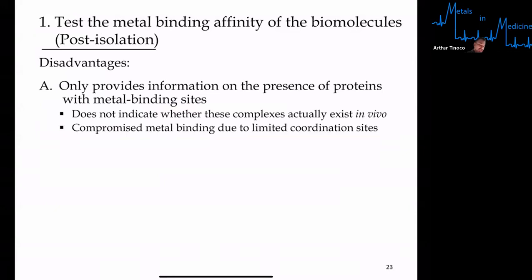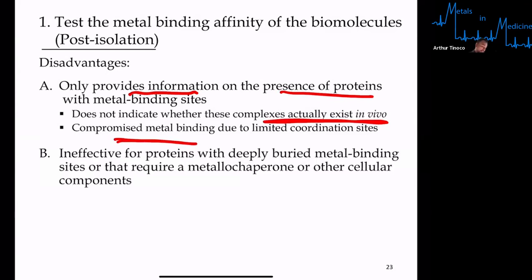So disadvantages: it only provides you information about the presence of proteins that have metal binding sites, if they even do, okay, if they even have an affinity for a given metal. But it doesn't tell you, even if you isolate the protein bound to that metal, if that actual interaction even occurs in reality. Okay, because there's a difference between affinity and reality. And then the other thing is that some metal binding sites really are not necessarily accessible. So you might have some compromised binding, especially if you only have 2 coordination sites, because sometimes proteins have to bind as a chelator at more than 2 sites. So you have some amount of compromised binding.